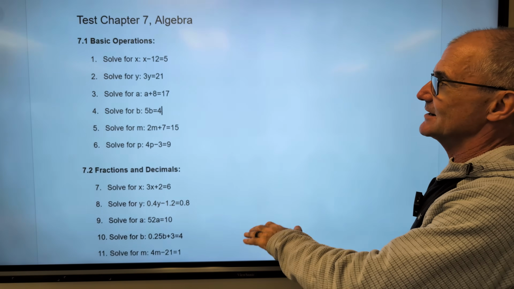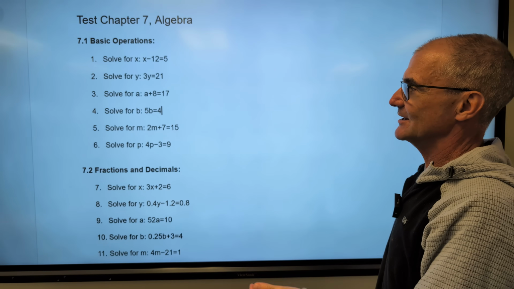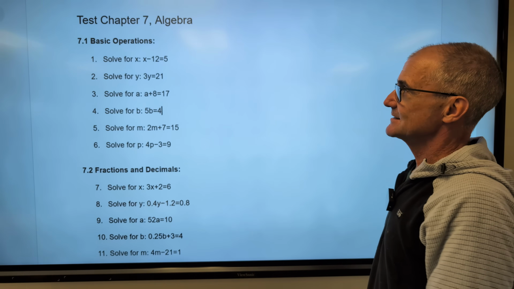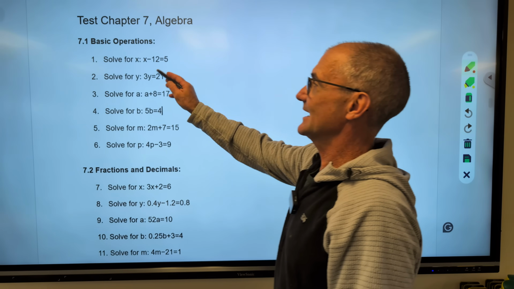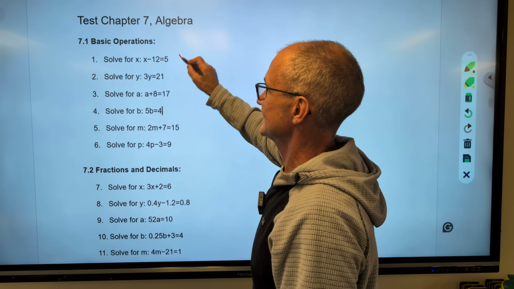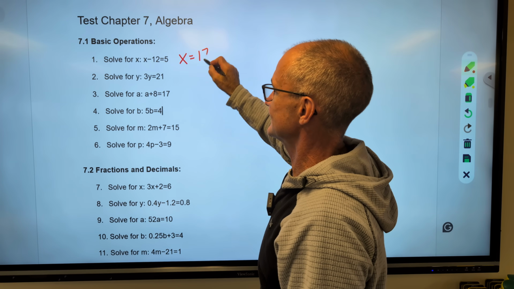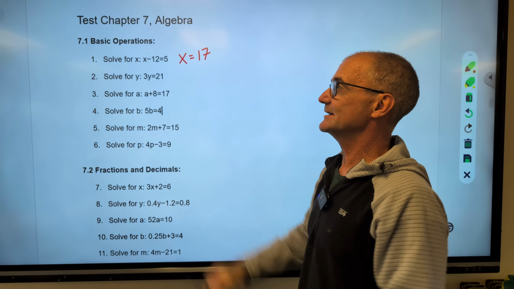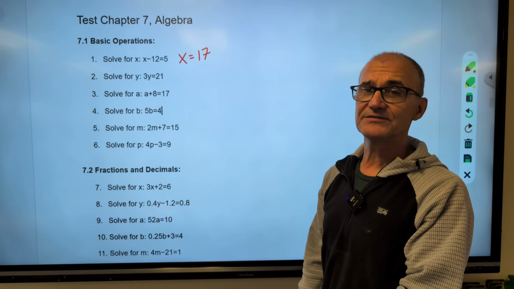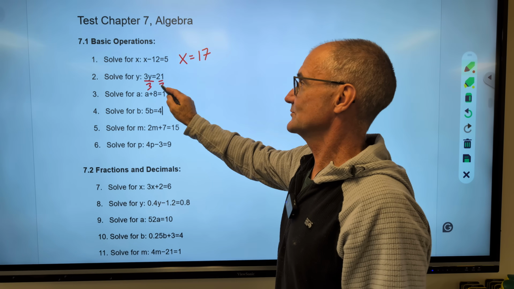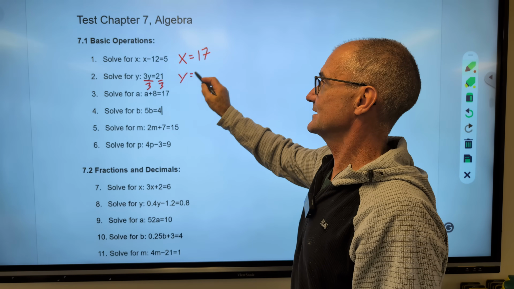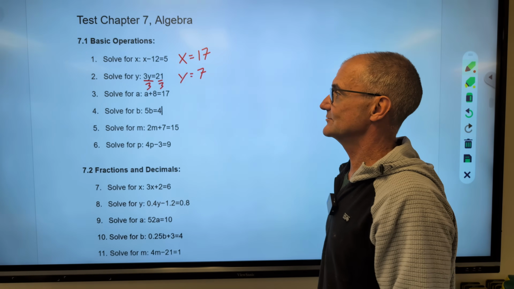Hopefully the video is paused. You did some of these. I won't do all of them, but I'll do some of them. So solve for x, my first equation. I'm going to add 12 to both sides to get x equals 17. 3 times y equals 21. Divide both sides by 3. 21 divided by 3 is 7, the value of y.